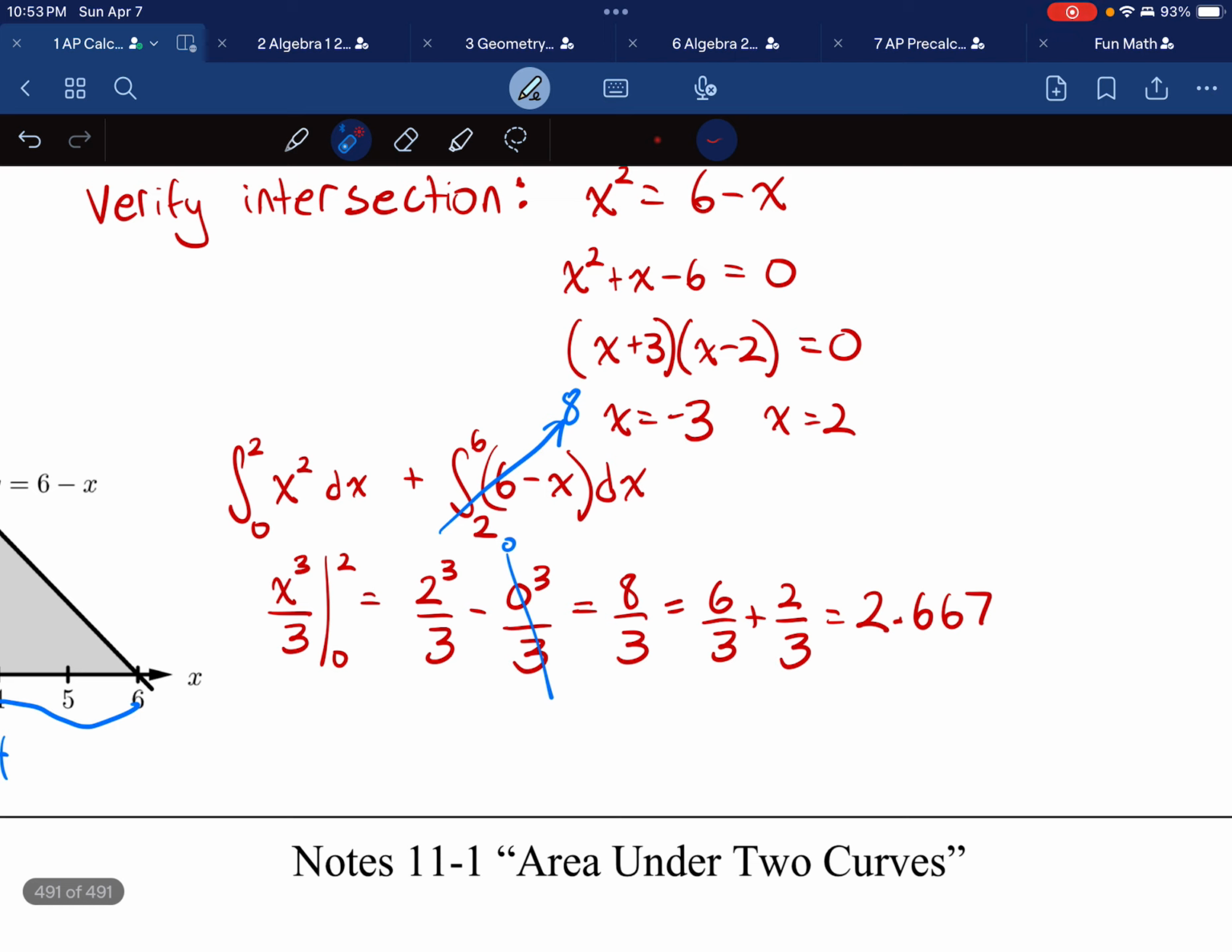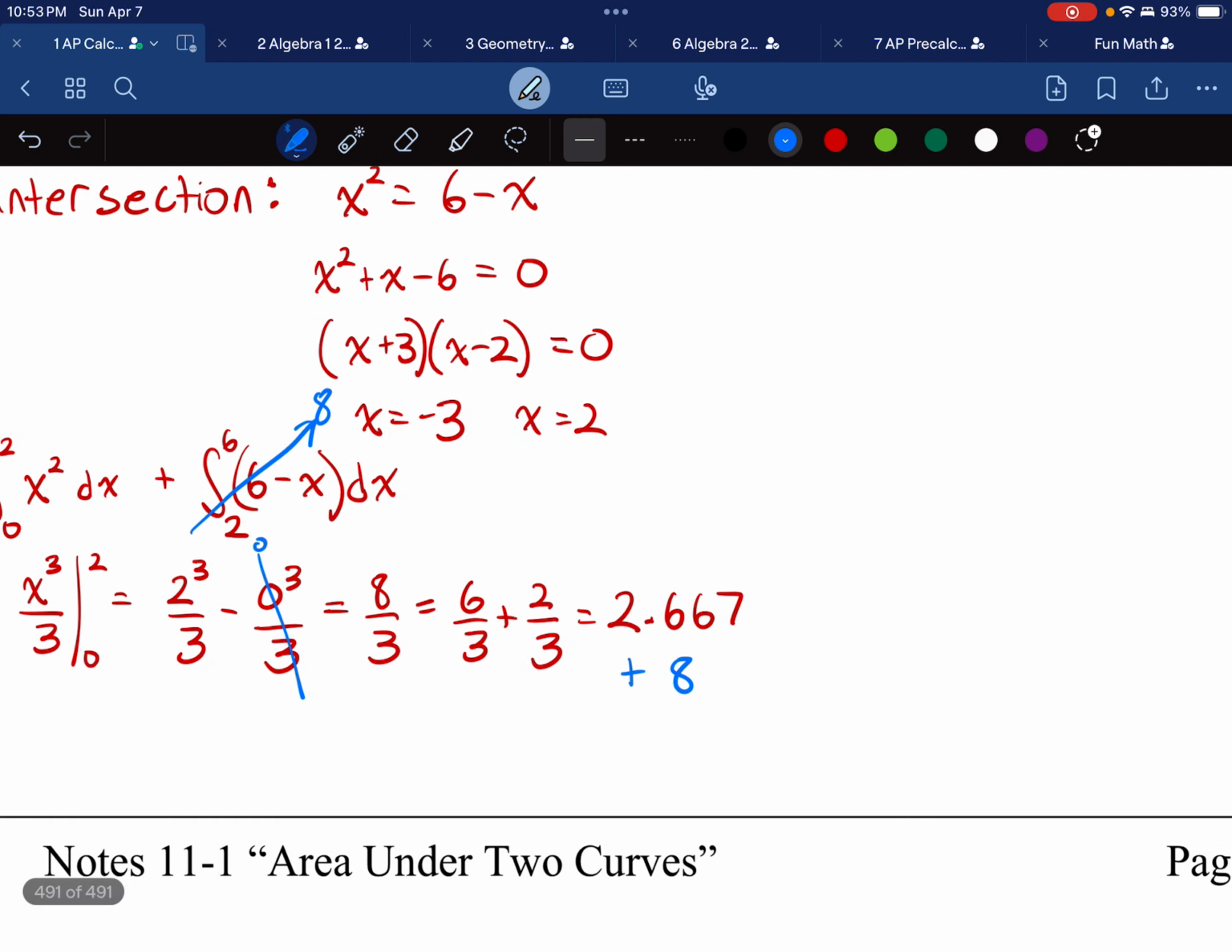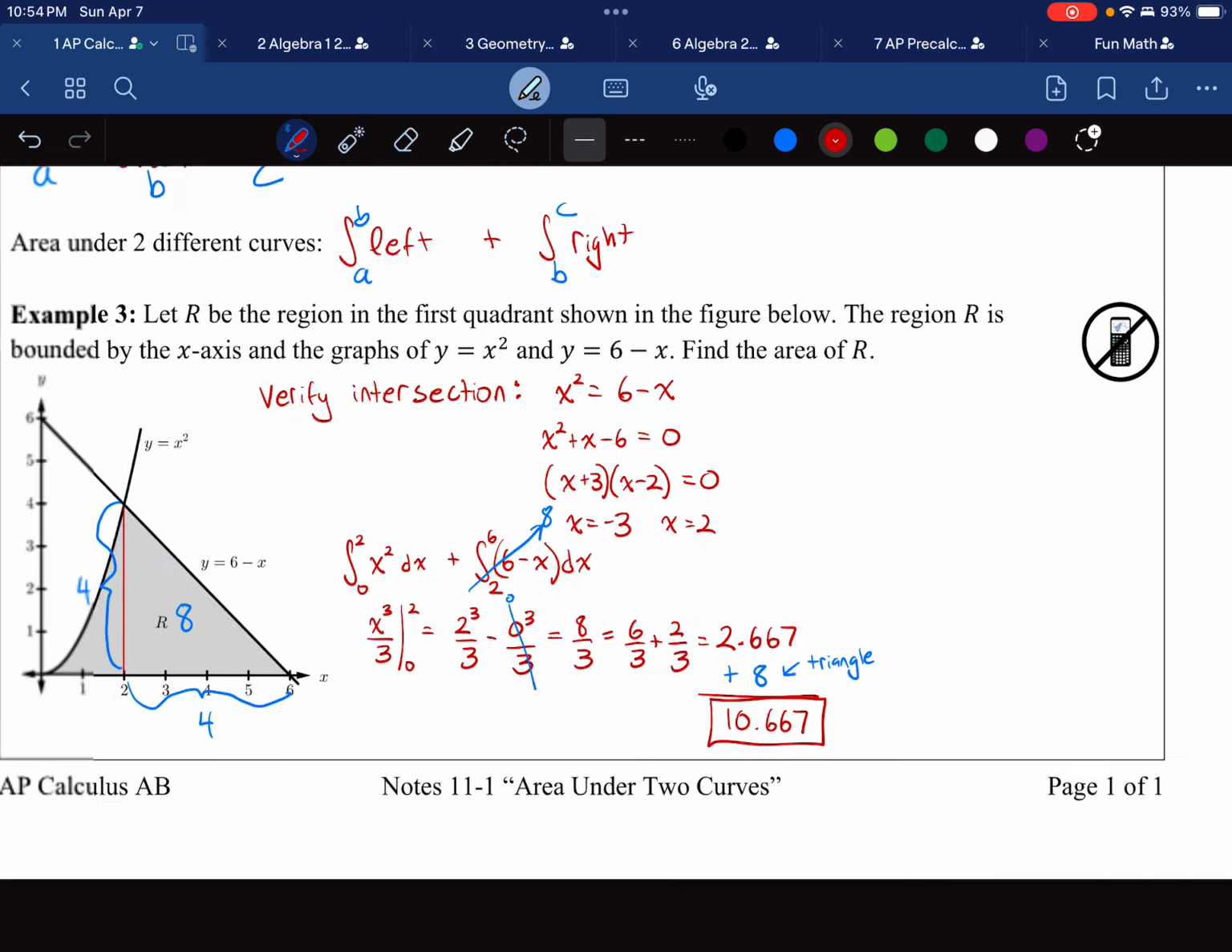And then I need, okay, don't forget, here's the 8. 8 is going to come down here too, so let's go ahead and say plus that original 8, and I'll make a note here. This is from the, well, that arrow didn't point to the correct number. This is from the triangle. If I add these two together, this adds up to 10.667 for our final answer.